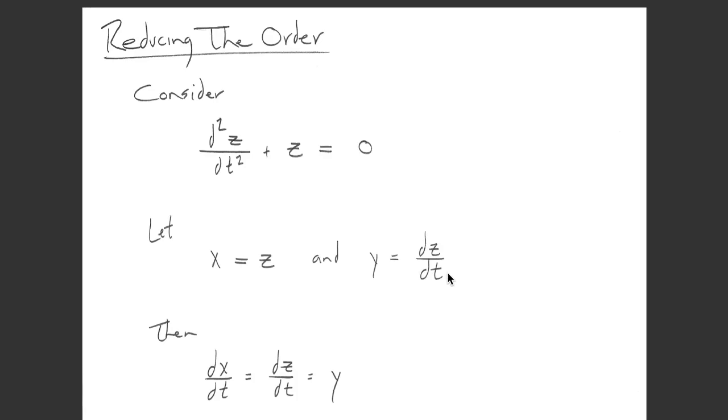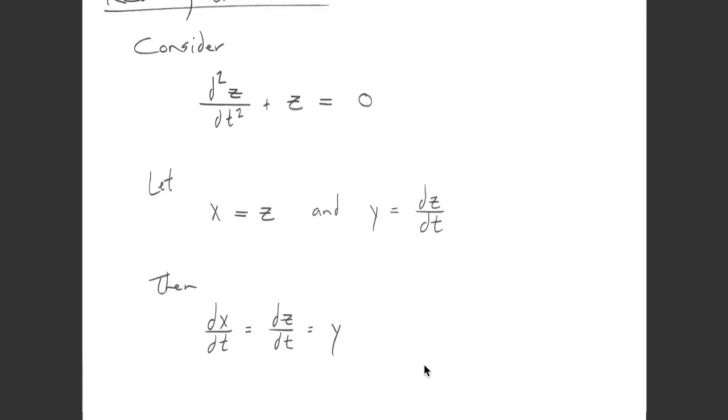And then what we do is we work out the differential equations for x and y and keep them first order. So let's look at the first derivative of x here. dx dt would of course be equal to dz dt. But dz dt we already know is y. So that says that dx dt is equal to y.